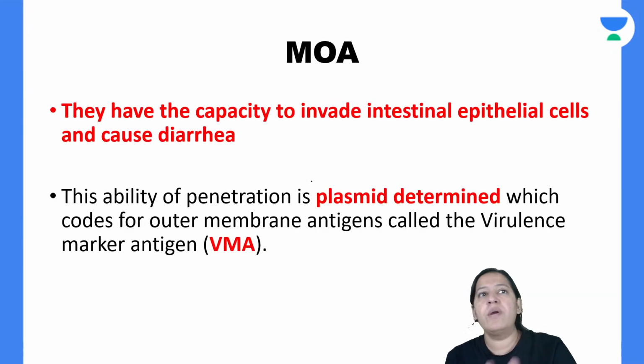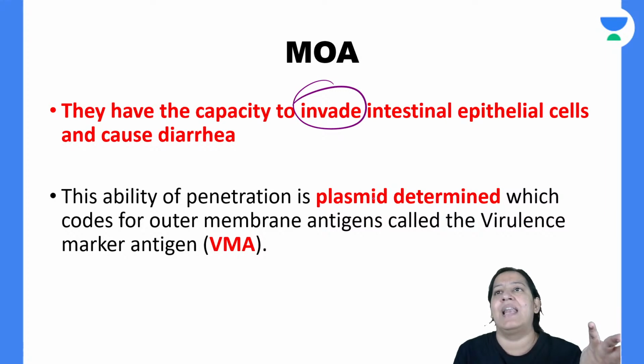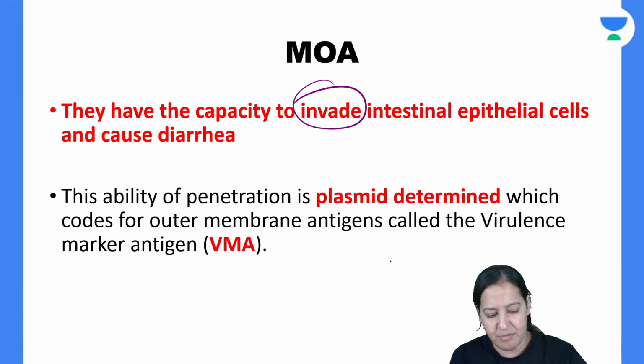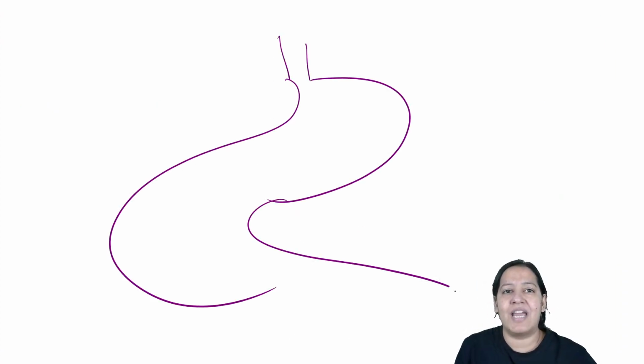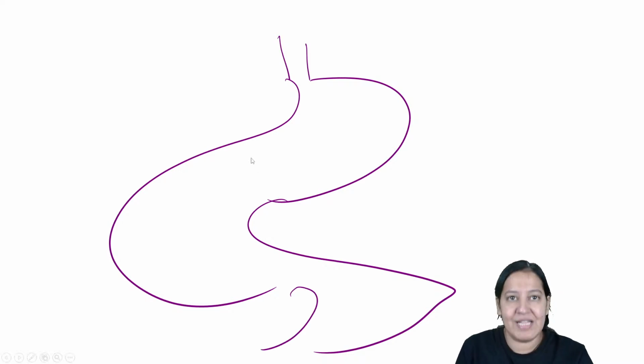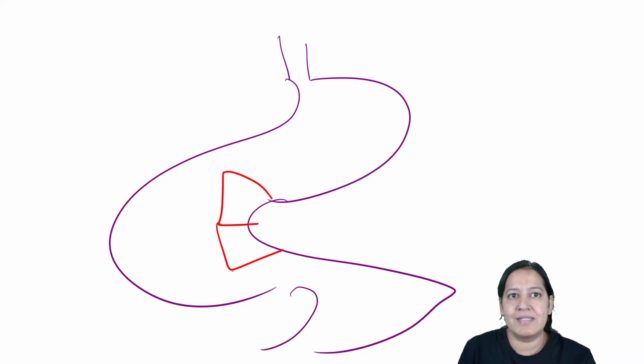So what it will do, it will actually invade inside the cell and destroy the cell and cause diarrhea. Okay, let me draw the diagram. So it is very easy. This is the intestine. Let me draw a few cells in the intestine. This is a cell, this is a cell, this is a cell.